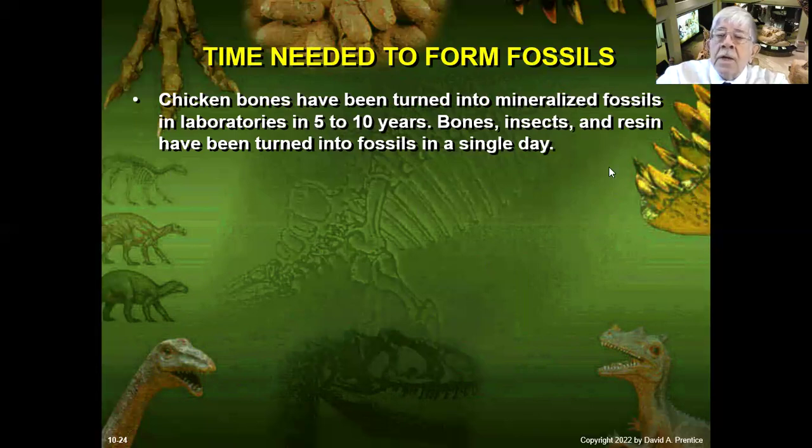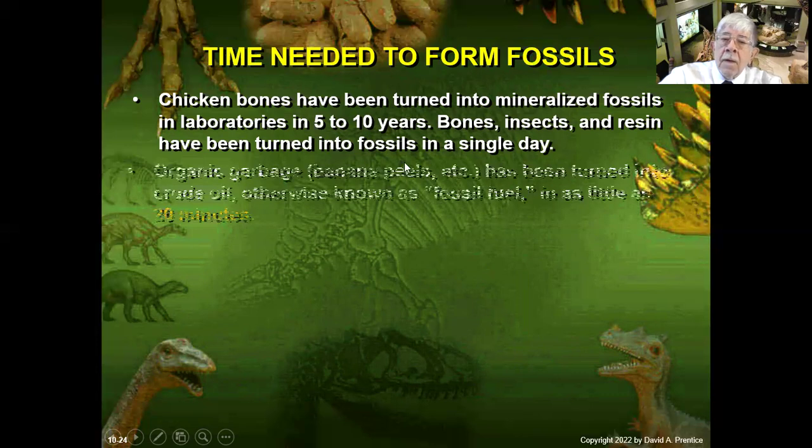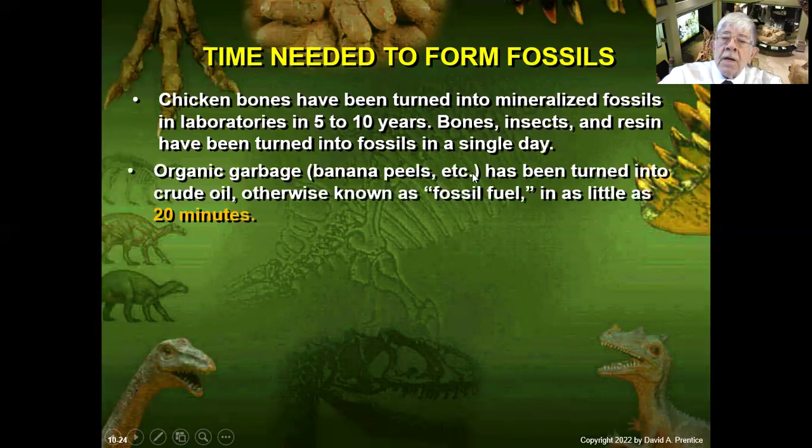There have been bones and insects and resin that have been turned into what looks just like a fossil in a single day. Organic garbage, such as banana peels and grass clippings, has been turned into crude oil, otherwise known as fossil fuel, in as little as 20 minutes. And you say, well, that's the solution to our energy problem. No, it's not. You need to put these under tremendous heat and pressure. So you lose an awful lot of energy radiating out into space. But the Earth was furnishing the heat and pressure, so we didn't need to do it.